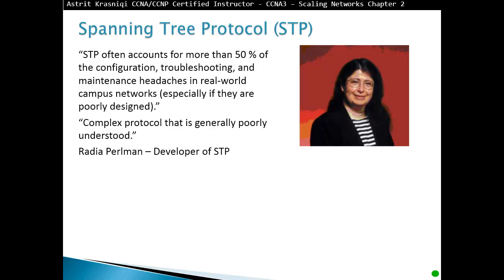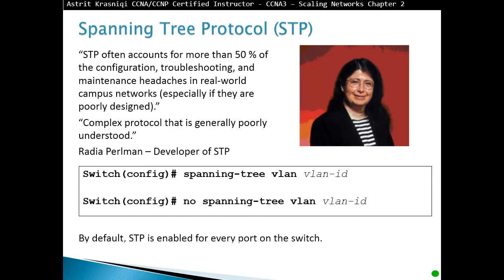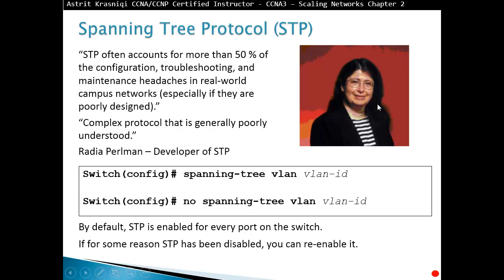Radia Perlman is the developer of spanning tree protocol; she is the person who created it. Spanning tree is on by default for all the VLANs. But if for some reason you decide to disable spanning tree, you can do it by typing no spanning-tree vlan and then whatever VLAN ID you want, VLAN 10, 11 or whatever. If you want to re-enable spanning tree, you type spanning-tree vlan and then the VLAN number. By default, spanning tree protocol is enabled for every port on the switch. If for some reason it has been disabled, you can re-enable it.